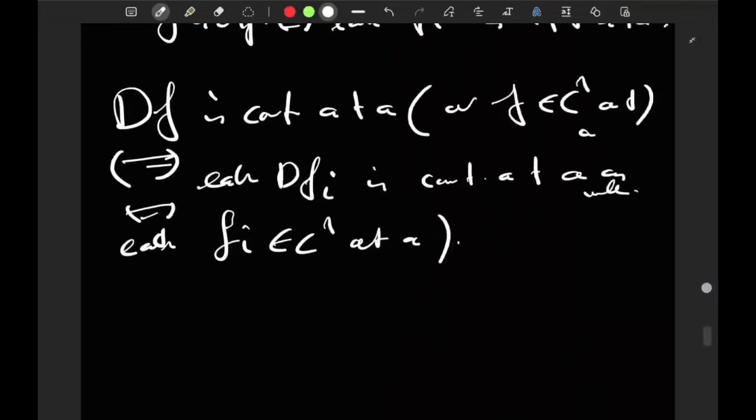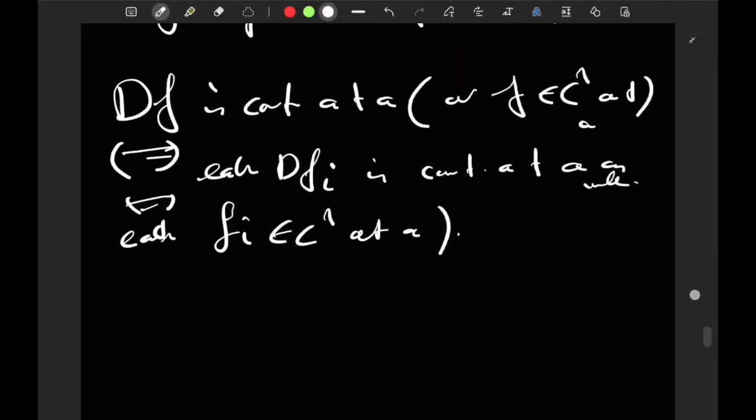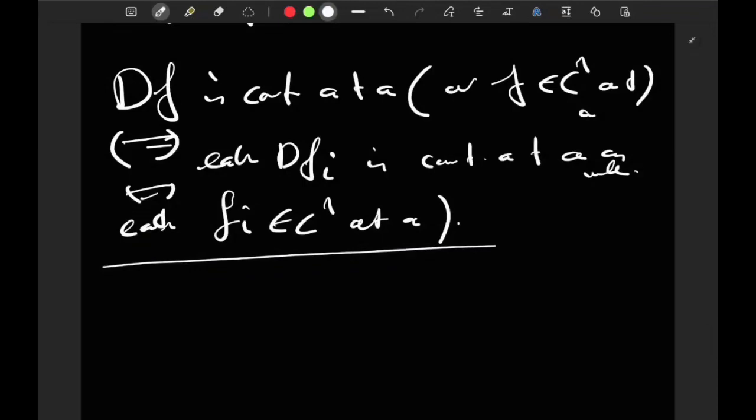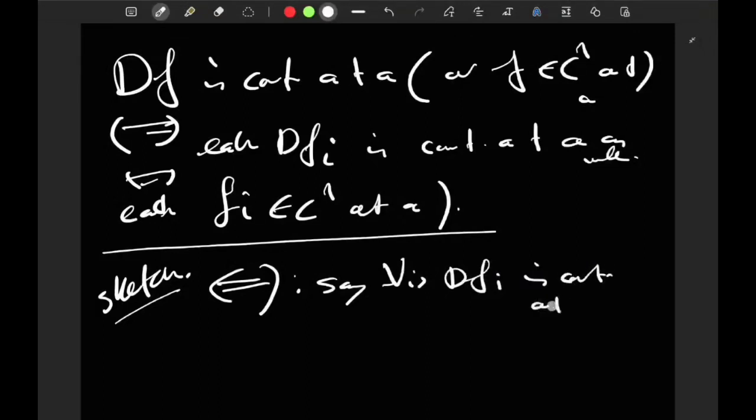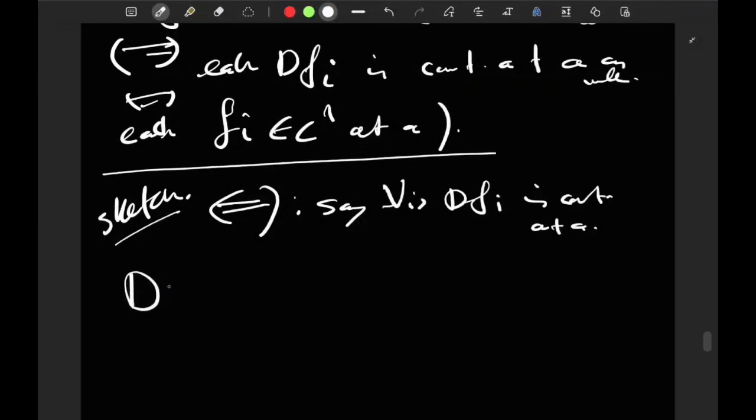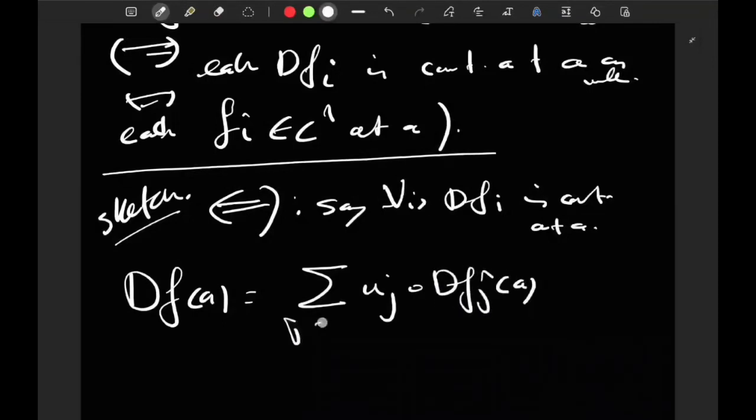As for this thing, you just need to recall what we were saying about the sketch of proof, just a sketch, because I'm not going to do all the details. So let's say df is continuous at a. I want to prove that each dfi is continuous. Let's do the backward implication. Say for all i, dfi is continuous at a. Let's remember that df at a is just the sum of uj composed with dfj at a, j equal 1 to k.